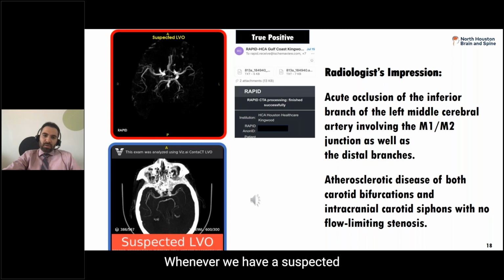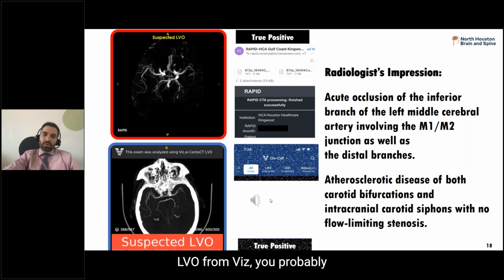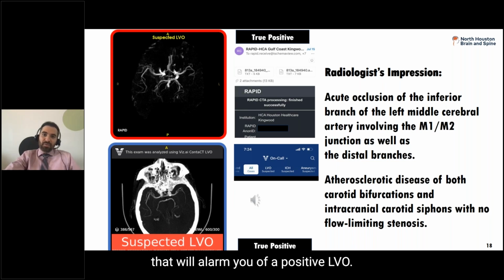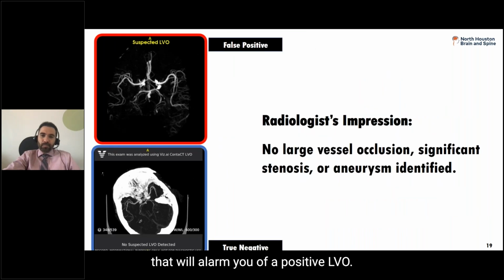On the opposite side, whenever we have a suspected LVO from Viz, you are probably familiar with this sound that will alarm you of a positive LVO. However, I noticed with the rest of the team that there is sometimes discrepancy between Viz and Rapid. So again, these are real life examples.